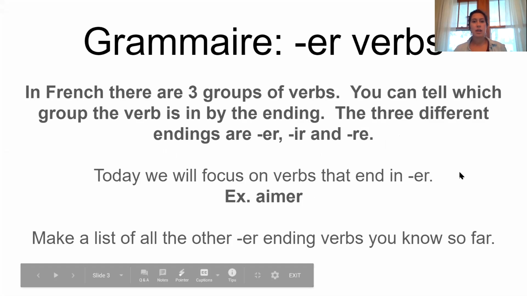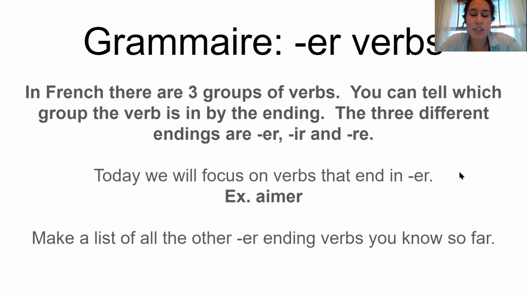Okay, so in French, there are 3 groups of verbs. You can tell which group the verb is in by the ending. So the 3 different endings are ER, IR, and RE.